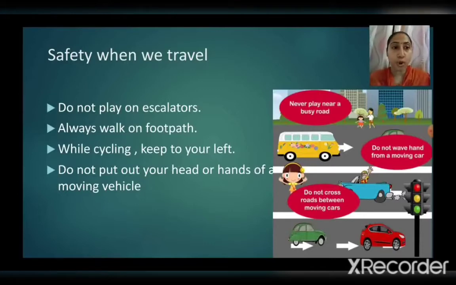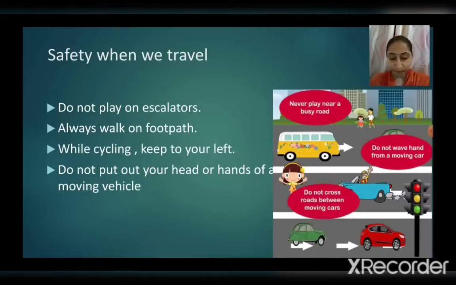Always walk on the footpath. You have to walk on the footpath, right? Don't walk in the middle of the road. If you're walking, you have to walk on the footpath. And while crossing the road, always find a zebra crossing. Okay? If there is no zebra crossing, find a bridge or underpass, subway, whatever it is. If no zebra crossing or bridge is there, how are you going to cross the road? First you have to look right, then left, and then again right before crossing the road.